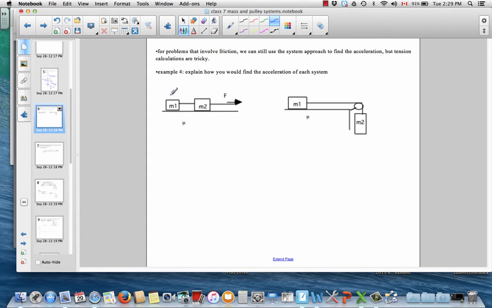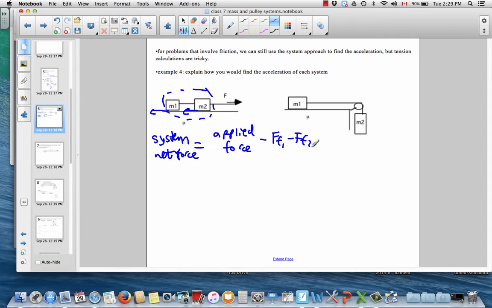Well, if we look at the problems that we've done, you can still find the net force on the system. Right? The net force on this system, if we view it as a system, will be this applied force, and then you'll have to subtract the 2 frictions. So it's the applied force minus the friction on the first block minus the friction on the second block. That's the net force on this system.